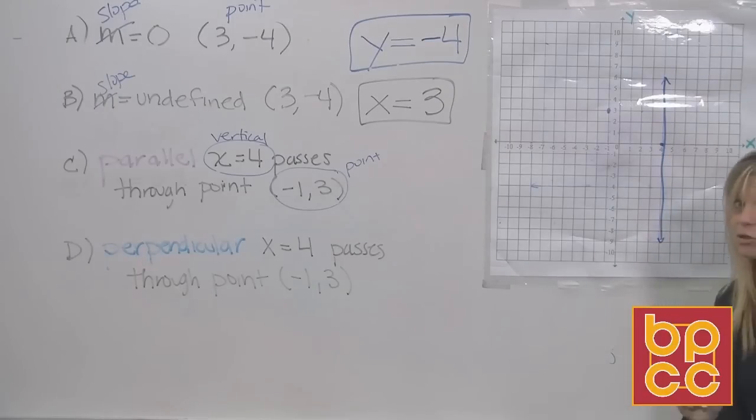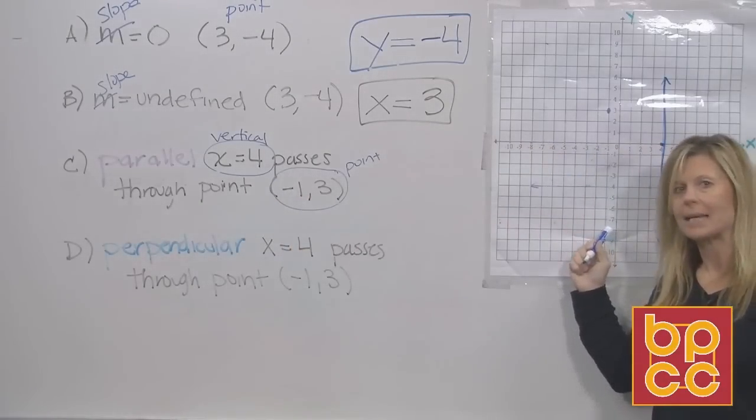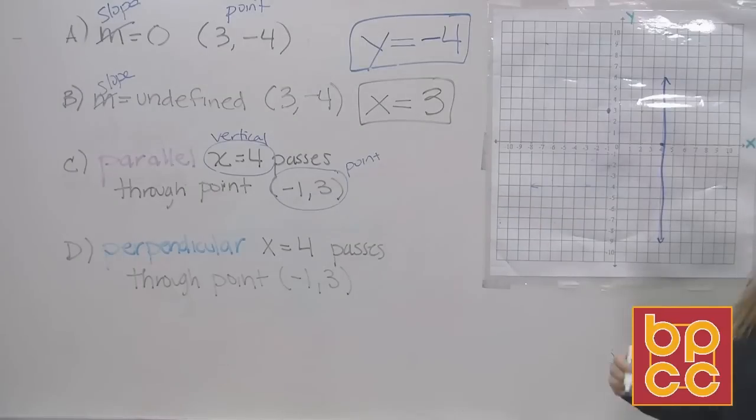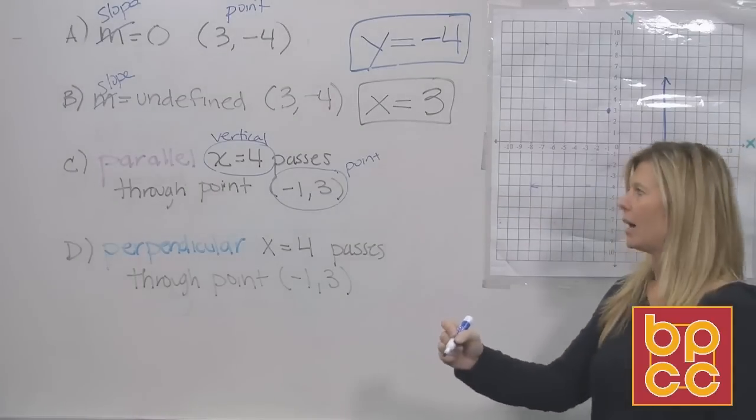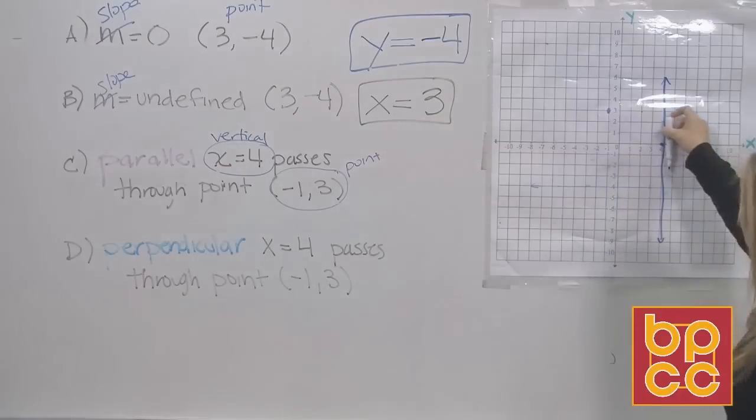Now, I haven't answered the question yet. All I've done is take my 2 clues and put them on paper so I can see it. So let me read this again. Write an equation of a line that is parallel to x equals 4. Well, here's x equals 4.